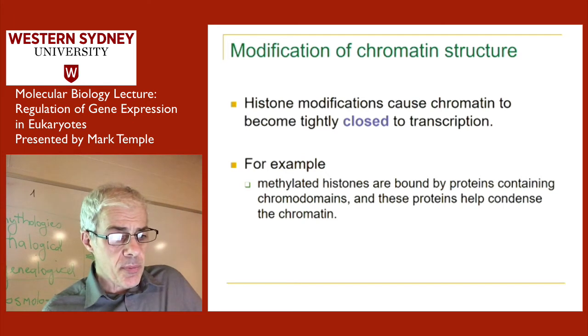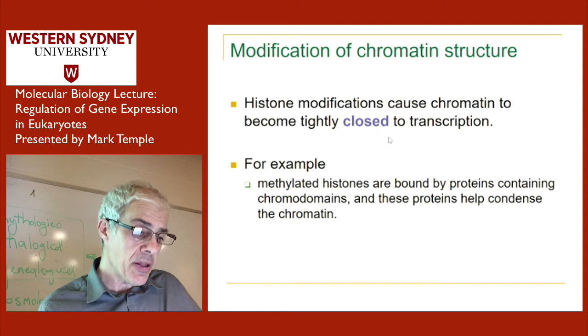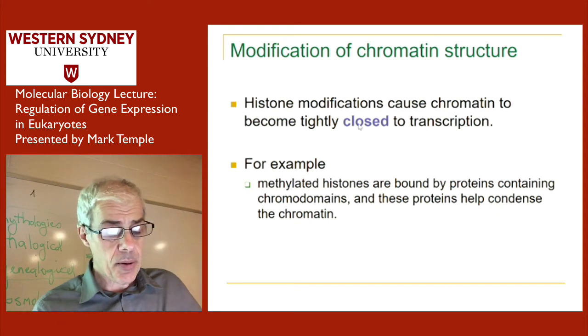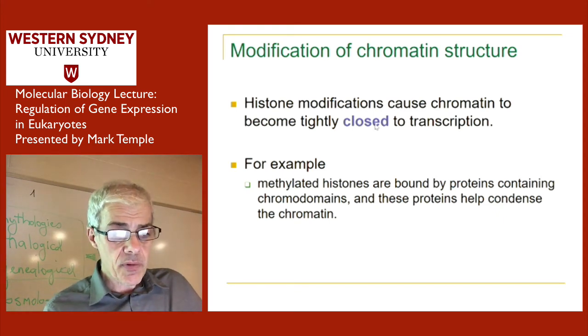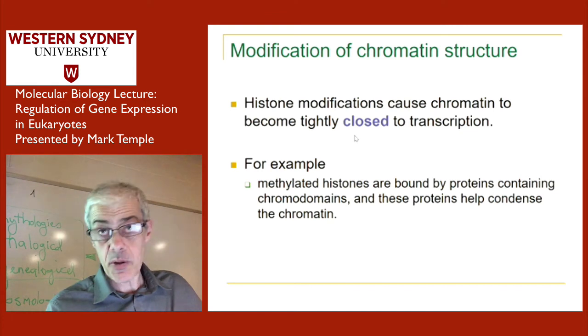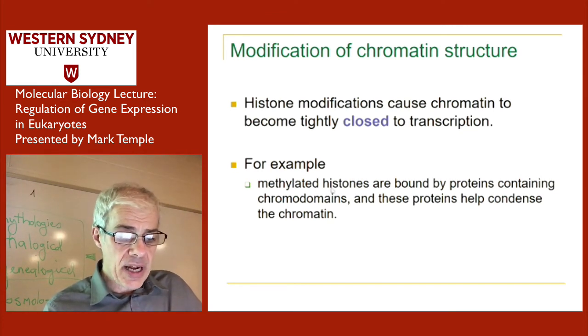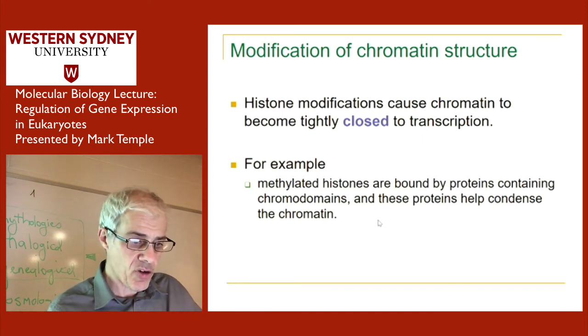So histone modifications can also cause chromatin to become tightly closed, and that's the activity I'll be talking to you about, which is the removal of acetyl groups through what we will refer to as a histone deacetylase. And as other examples, methylated histones can be bound by proteins that also help to condense chromatin.